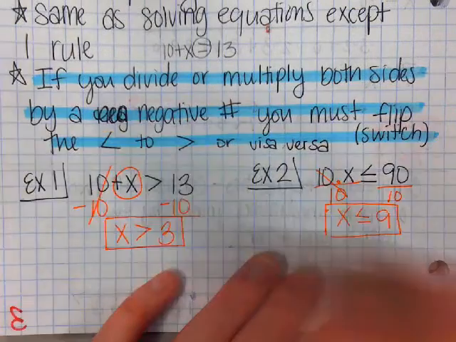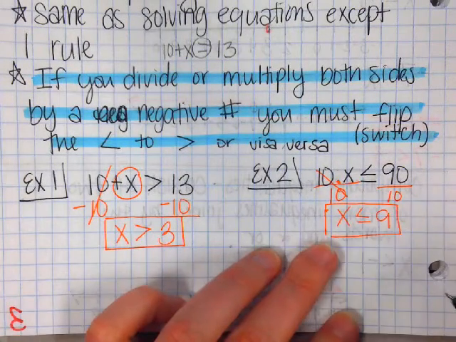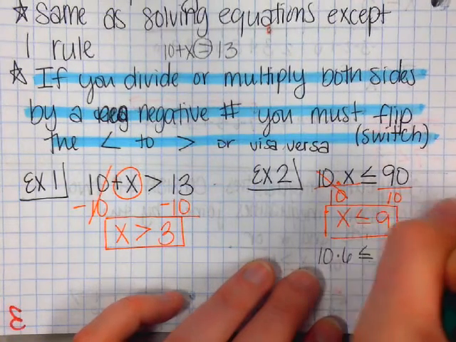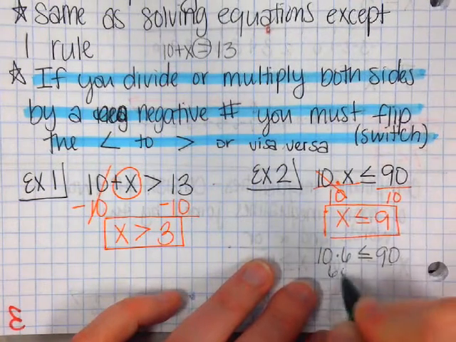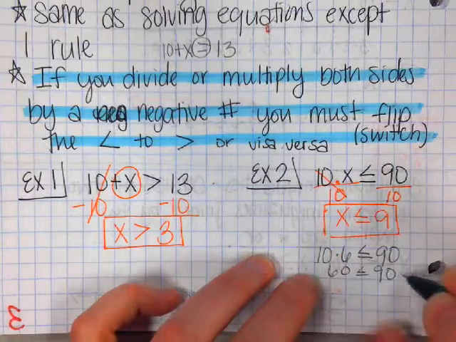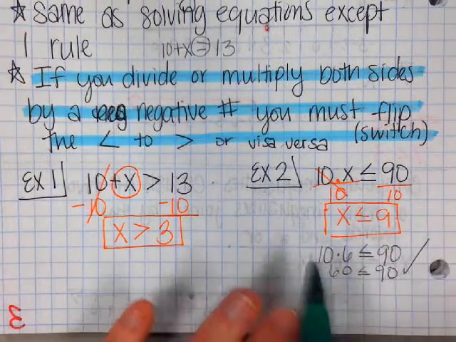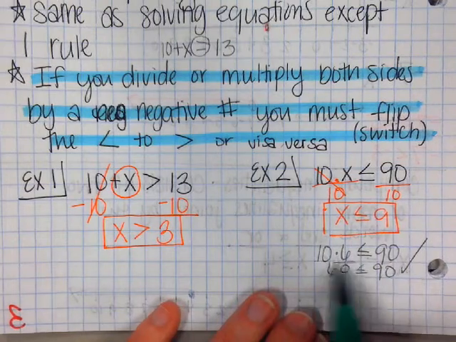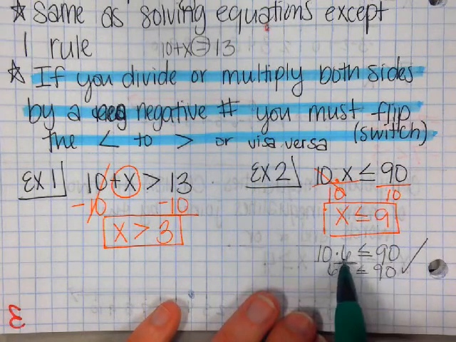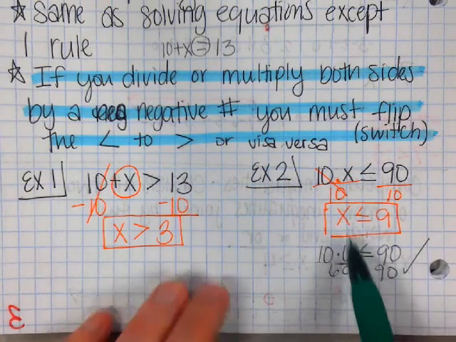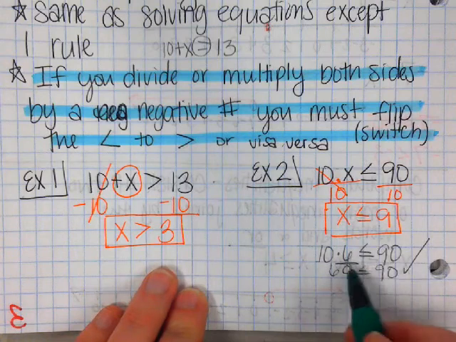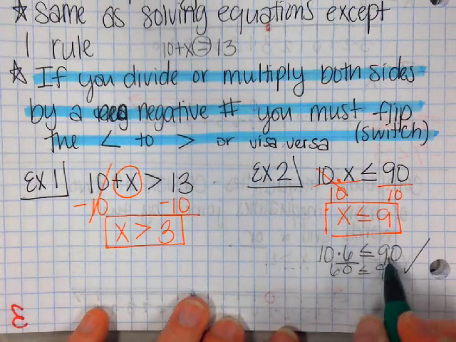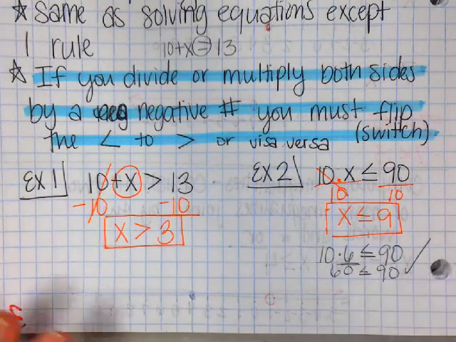So think of a number less than 9, and I want you to plug it in here. I'm going to think of one, I'll do 6. Is 10 times 6 less than or equal to 90? 10 times 6 is 60. 60 is in fact less than 90, so that works. This is just a way to check, and I'm also showing you why this solution works. If it says, is 6 a possible solution? Well, 6 is less than or equal to 9, so 6 works. 9 would also work because 10 times 9 is less than or equal to 90. So 90 is less than or equal to 90.